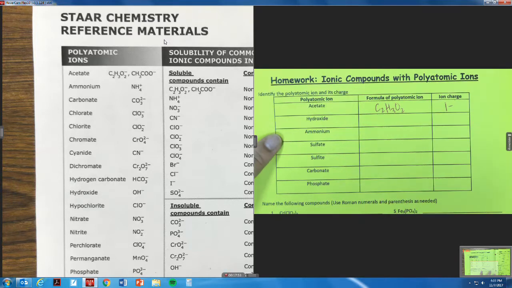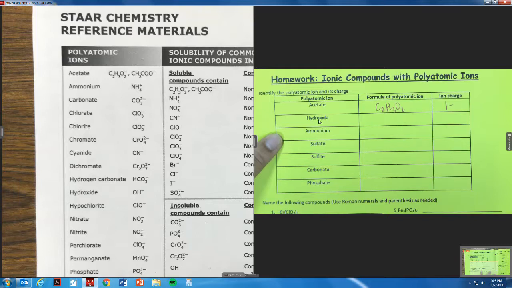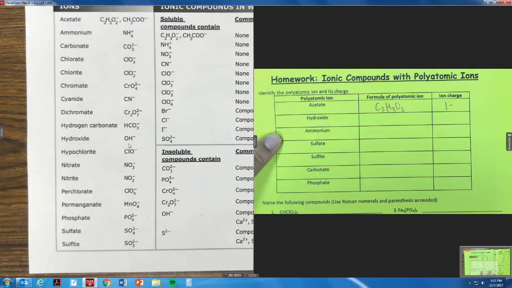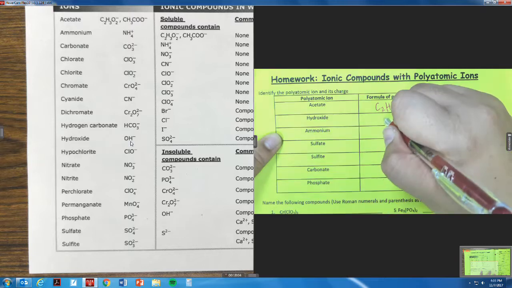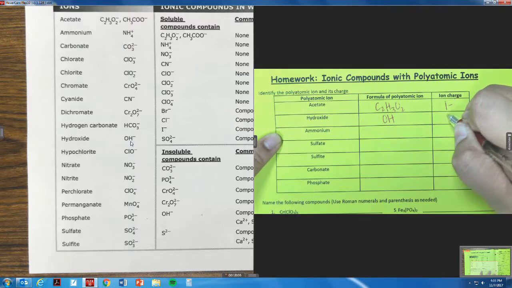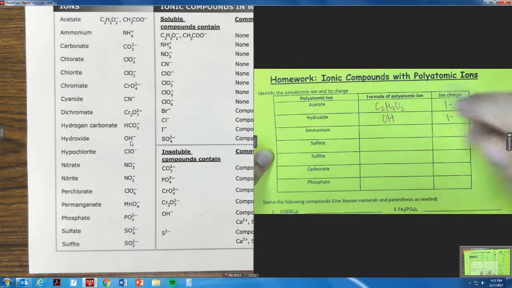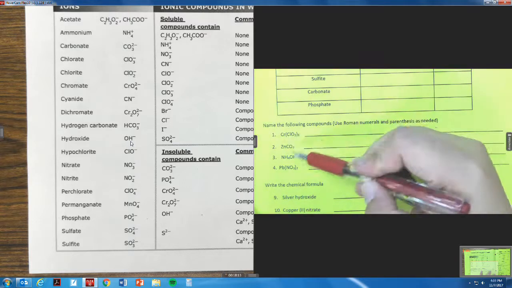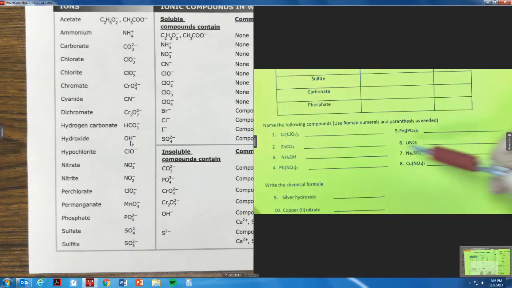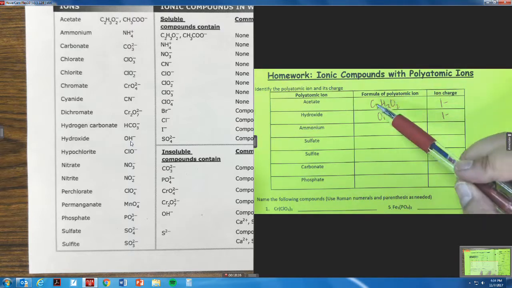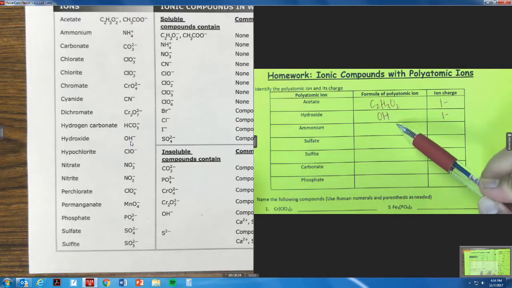Okay, so let's do another example. Let's do hydroxide. Hydroxide is right here on our periodic table. So our formula is just OH, with a charge of -1. Does that make sense? Because if you notice, all the formulas that we give you for your homework, none of these have charges. They only have your element symbol and subscripts. So if we ever ask you for a formula, it should not have a charge.